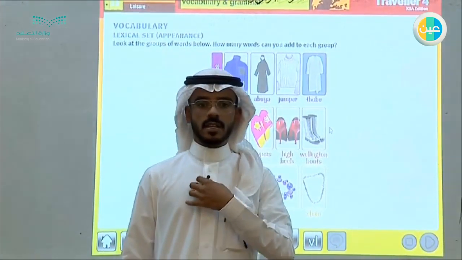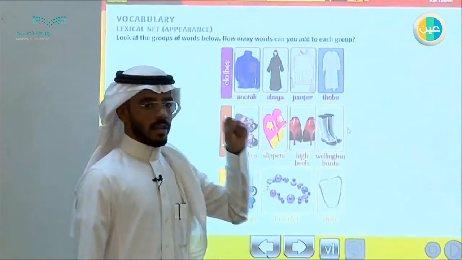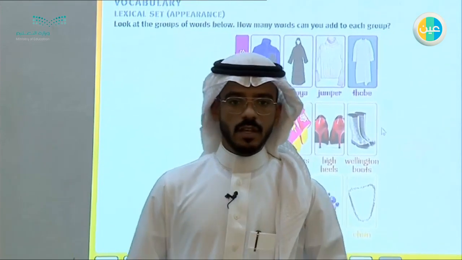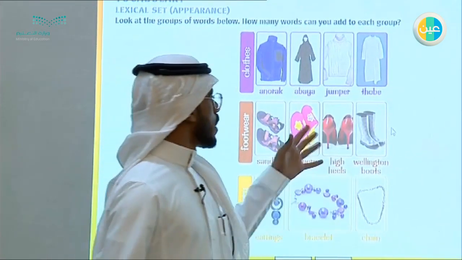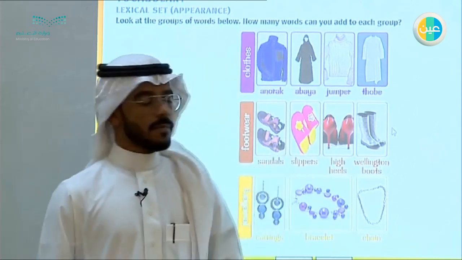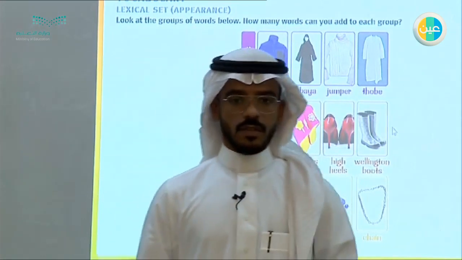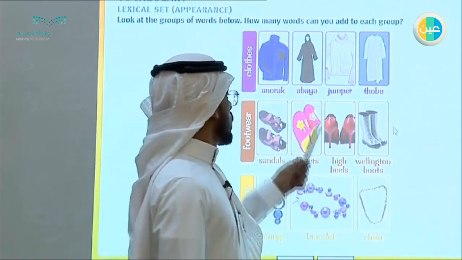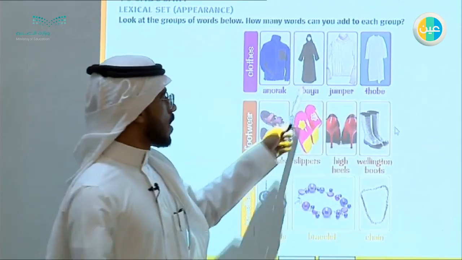Clothes, ملابس, clothes. So let's take the first one, anorak. Anorak, this is a coat. You wear it to protect yourself from the rain. لتحمي نفسك من المطر. The second one is عباية, and it is used by women. This is special for women. عباية, as we know. كما نعرف العباية.